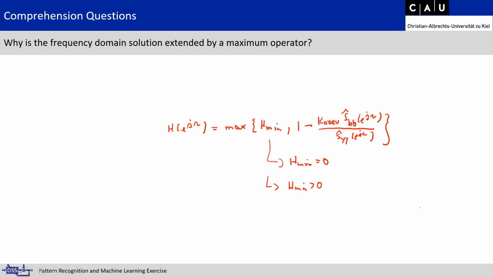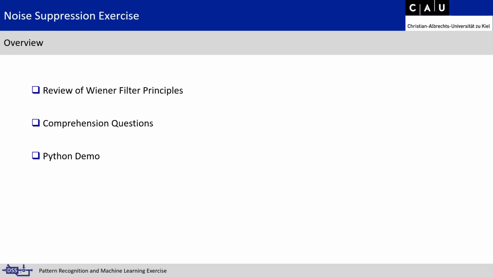Especially with phone calls, something like that, we still want to hear some of the environment that the call was recorded in, or something like that. So by setting this H min greater than 0, we're just defining a lower bound for filter weights, which gives us basically a maximum attenuation of our Wiener filter. This completes the comprehension section, and we will now go into the Python demos.